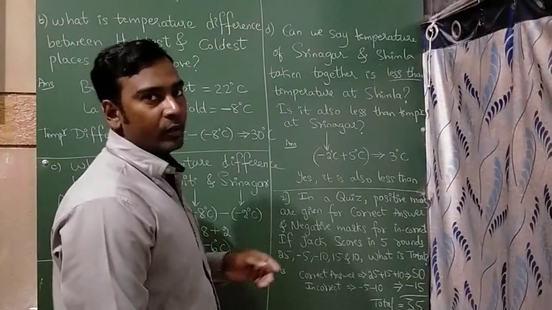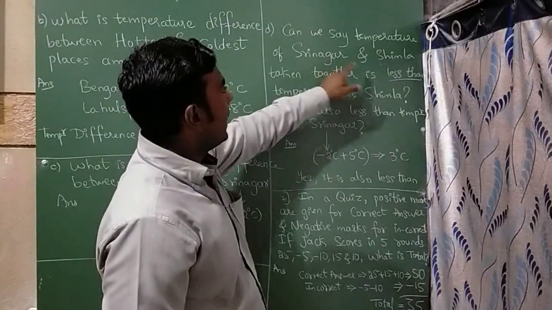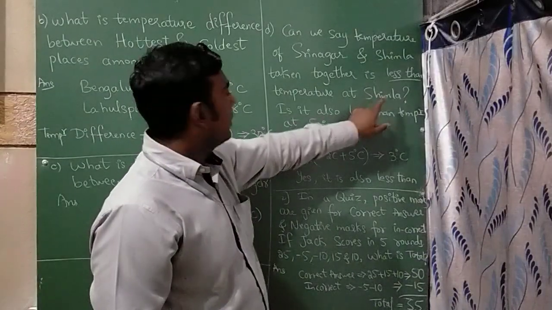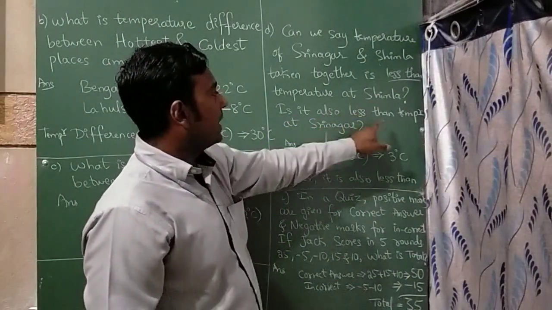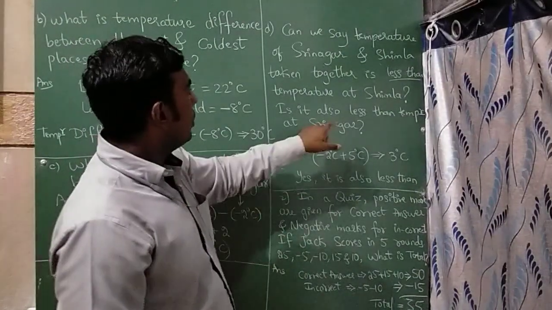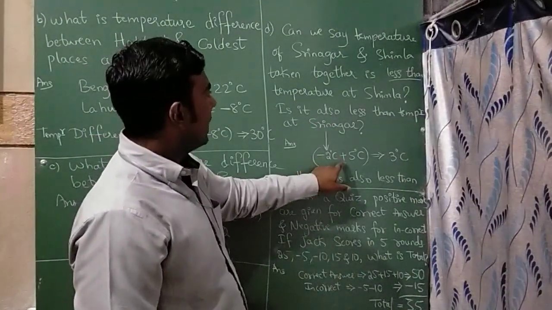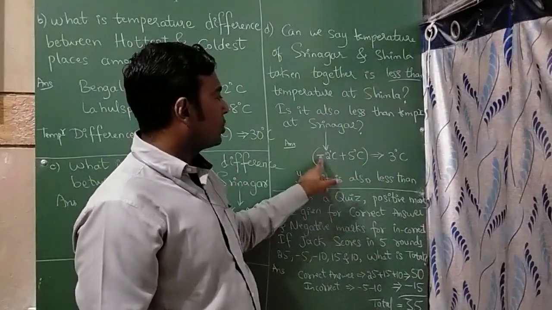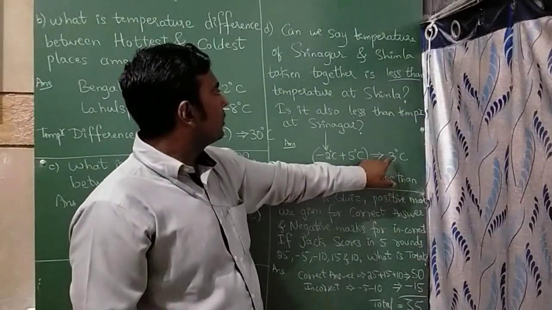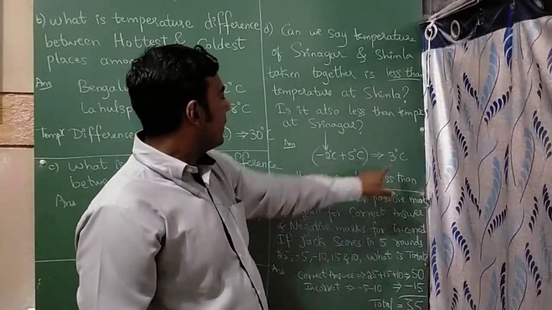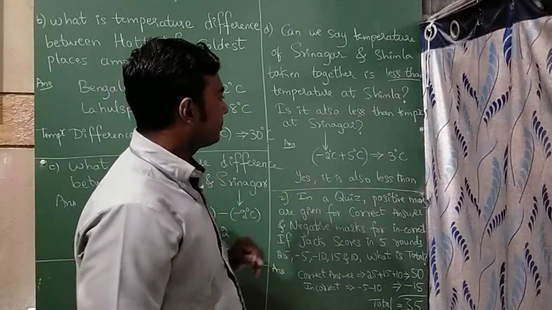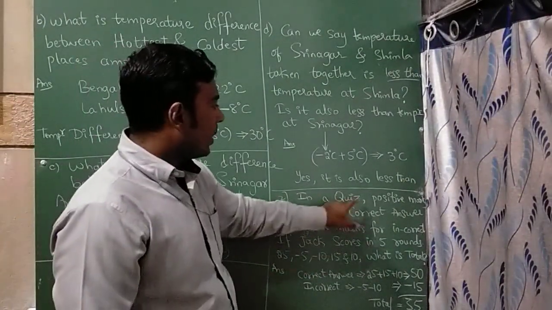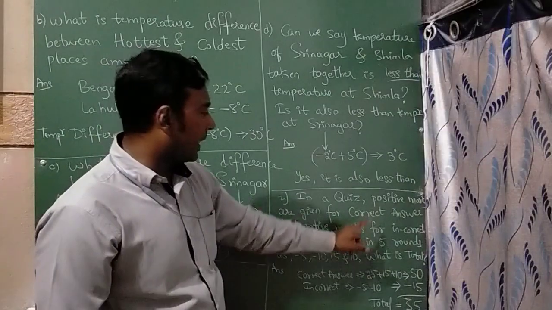Now the next question is, can we say that the temperature of Srinagar and Shimla taken together is less than the temperature at Shimla? Is it also less than the temperature at Srinagar? So Srinagar is minus 2 degrees plus Shimla is 5 degrees. So the answer is 3. 5 minus 2 is 3. So 3 degrees is less than Shimla. Yes, it is also less than Srinagar.